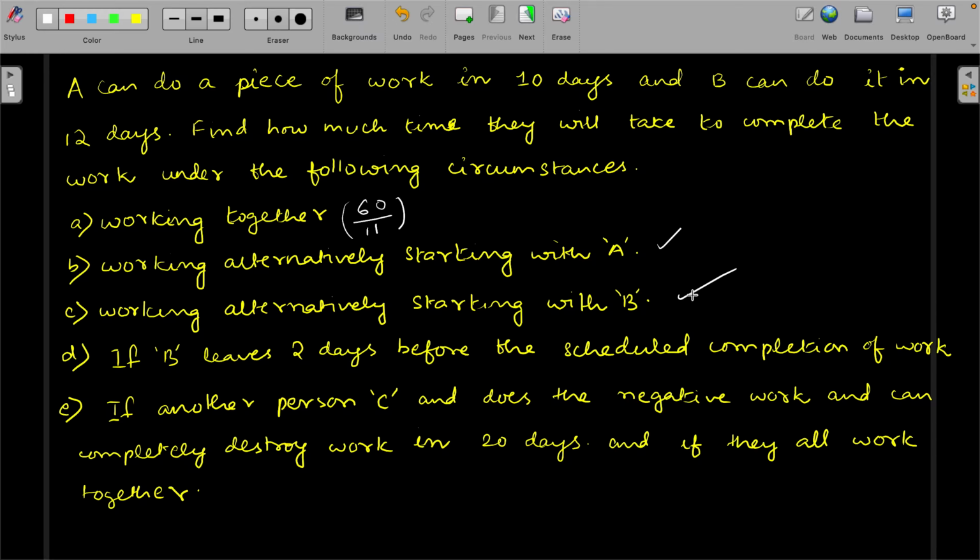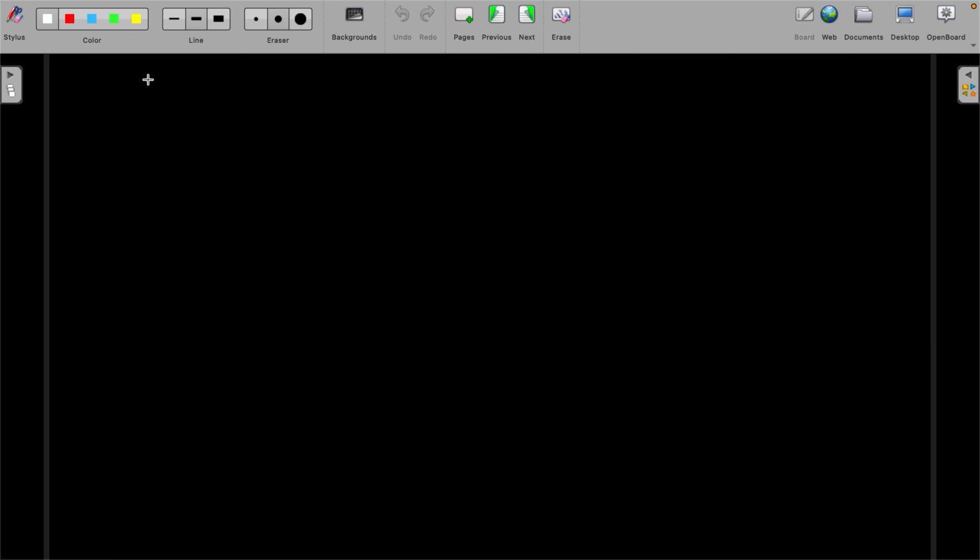In the same way in the third question also, they work together, but here B will start the work and do it for 1 day. Then after that A will do, then after that B will do, then after that A will do. And this will be continued until the work is done. So let's solve this problem. Now the sequence will be B, A, B, A and so on until the work is completed.